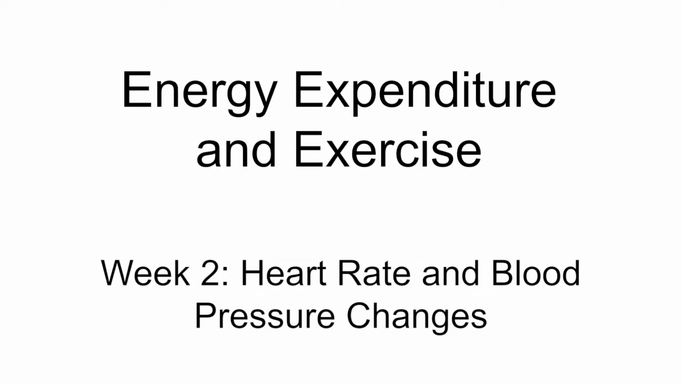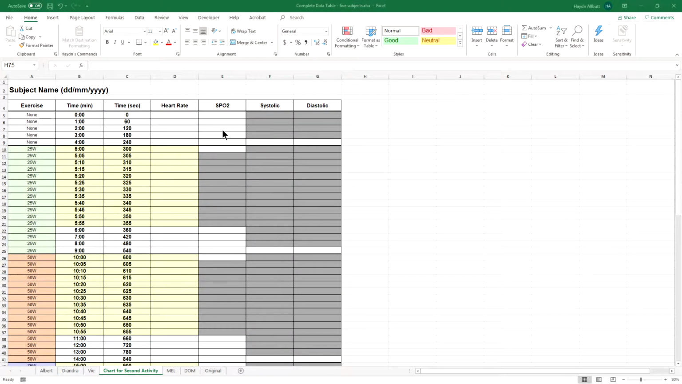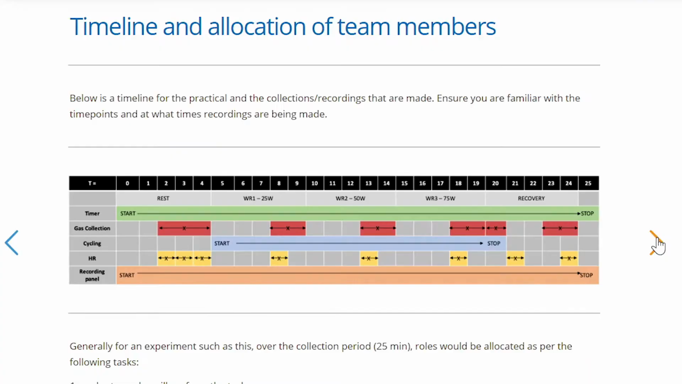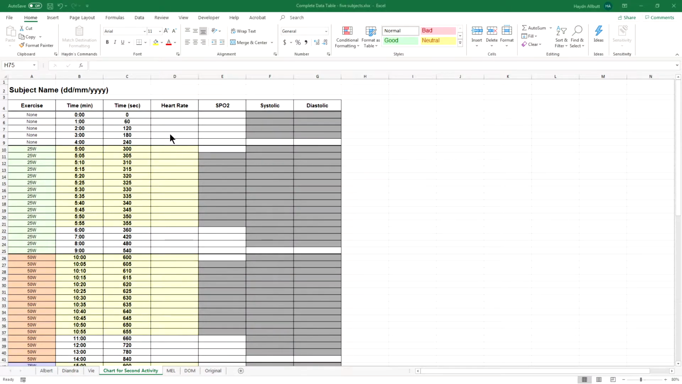In today's prac, we'll be measuring heart rate and blood pressure over the course of the 25-minute protocol, including 15 minutes of cycling at 3 different work rates, which is identical to the last prac, which focused on ventilation and metabolic processes. In today's prac, we'll be using a much smaller array of equipment to measure these things.